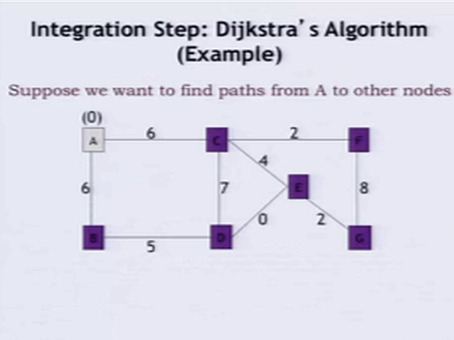So now every node has a map of the network, and now we run this integration step where we actually take this map of the network and we find shortest paths to the network.